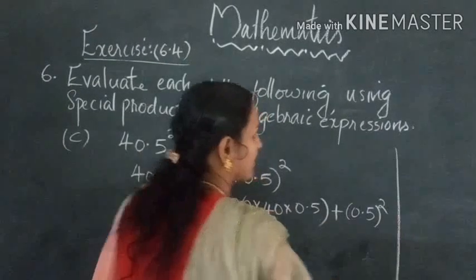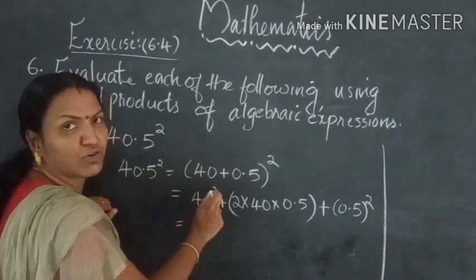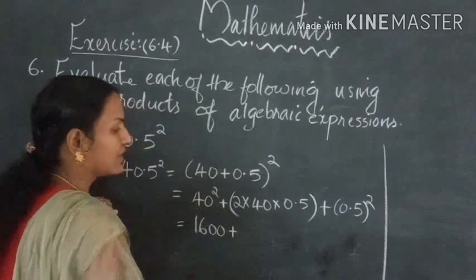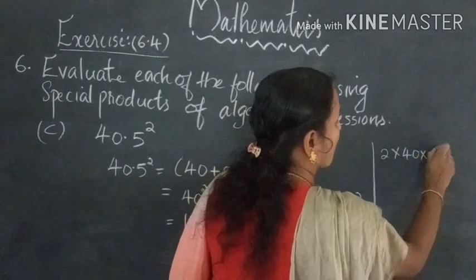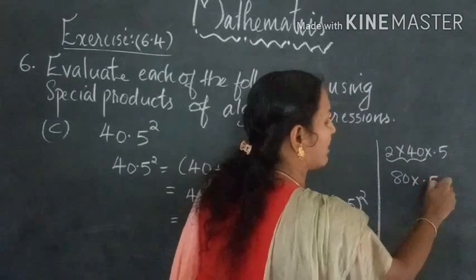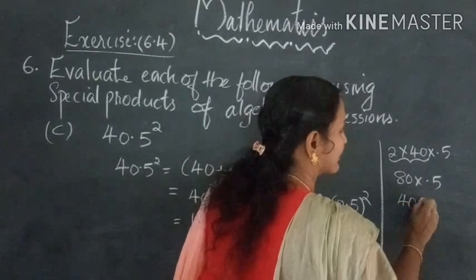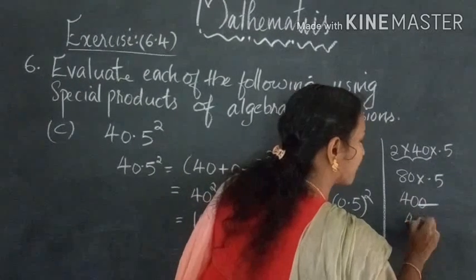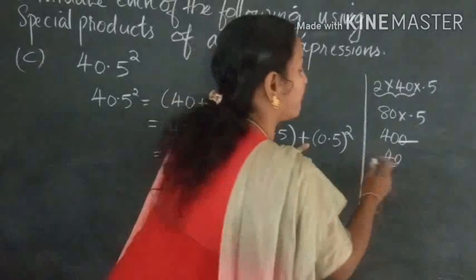b square means (0.5) the whole square. 40 square is 40 into 40, 4 into 4 is 16, so 1600. Plus 2 into 40 into 0.5: 2 into 40 is 80, 80 into 0.5. First multiply the numbers, 80 into 5 is 400, then one decimal. So the answer is 40.